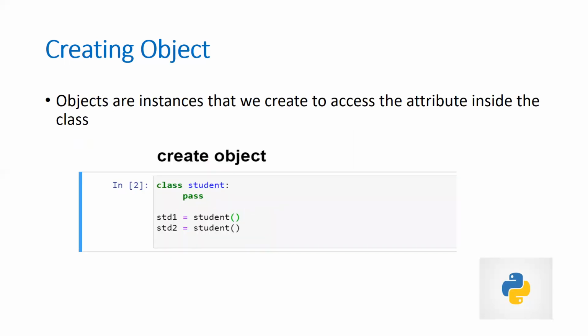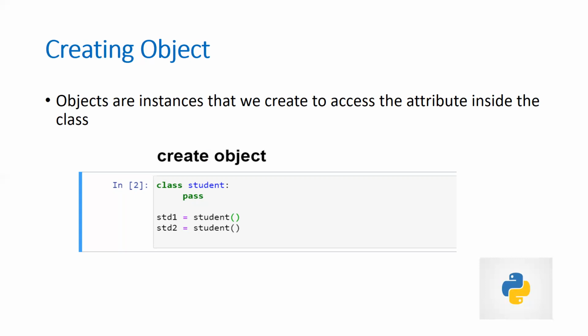As I created a class, now our aim is to create an object belonging to that class. Why do we need to create an object? Because we want to access the attributes or behaviors declared inside this class. So we have to create the object first. Then using that object, we can access those behaviors or attributes. Objects are instances that we create to access the attributes inside the class, as I told you earlier.